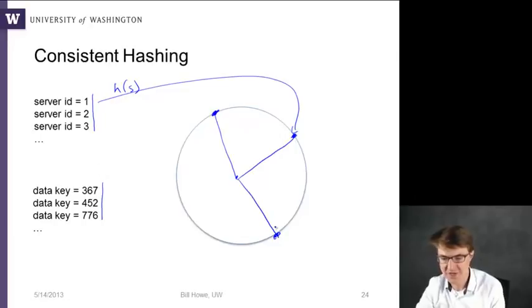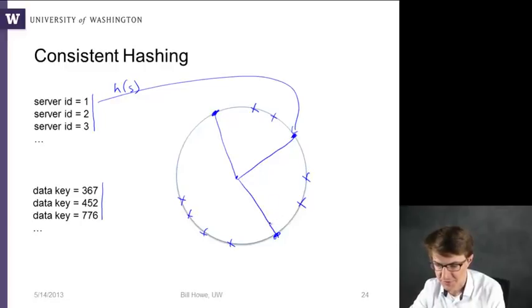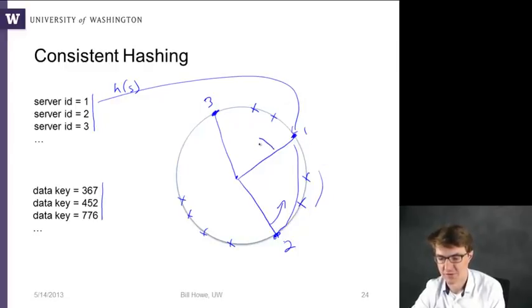Okay. And now each key that comes around, I also map it into this circle. So this gets key 1, and this gets key 2, key 3, key 4, key 5, key 6, key 7, and so on. Okay. And now this entire region is responsible for all of these data keys. Sorry, this server is responsible for all these data keys. And then this server is responsible for all the data keys in this region. And this server is responsible for all the data keys in this region.